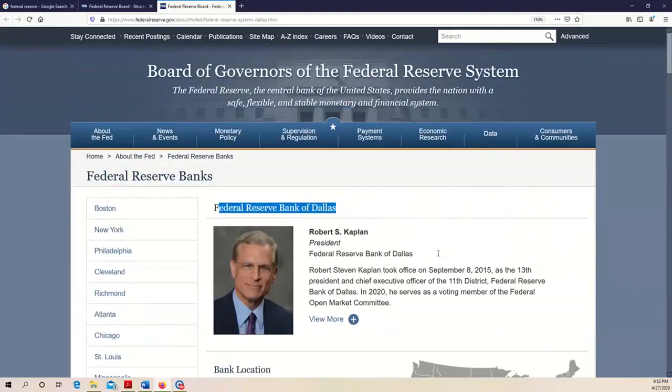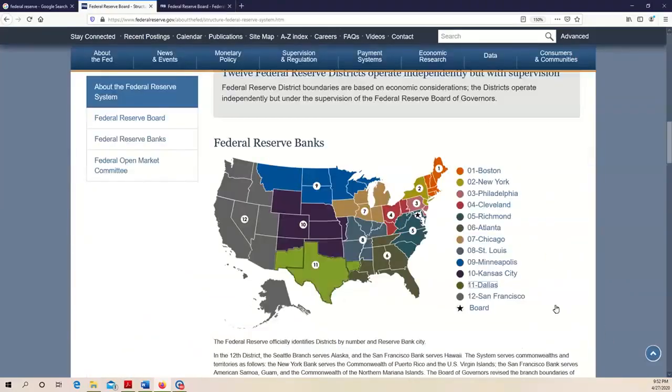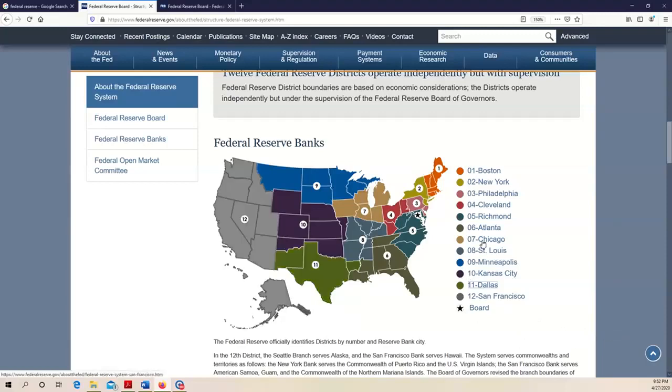This particular regional bank is responsible for District 11, which includes the entire state of Texas, part of New Mexico, and part of Louisiana. District 12 controls a lot of states: California, Arizona, Utah, Idaho, Washington, Oregon, Nevada, Hawaii, and Alaska. District 12 is called the Federal Reserve Bank of San Francisco.